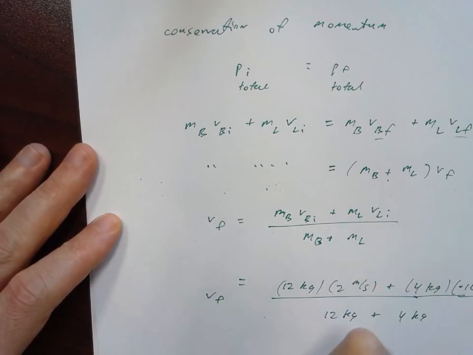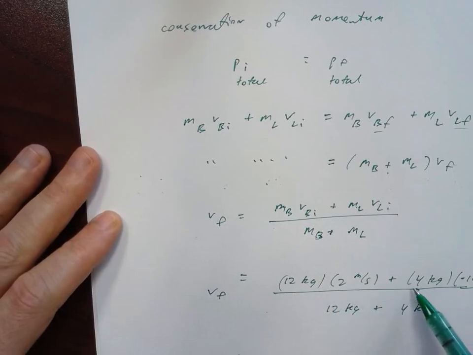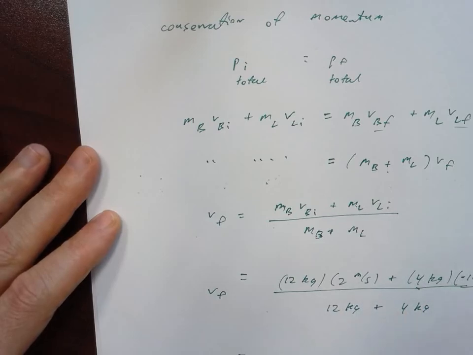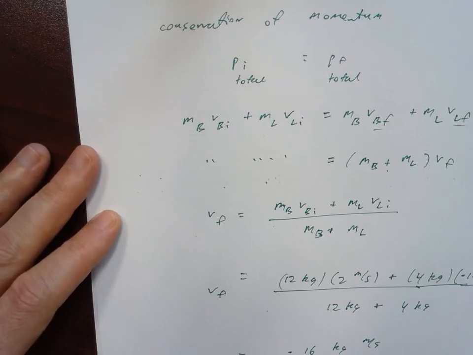And so that's 12 times 2 is 24, plus 4 times negative 10, which is negative 40. So that's negative 16 kilograms times meters per second in the numerator. Negative 16 kilogram meters per second. In the denominator, I have 16 kilograms. Kilograms cancel out, so I get the final velocity is negative 1 meter per second.